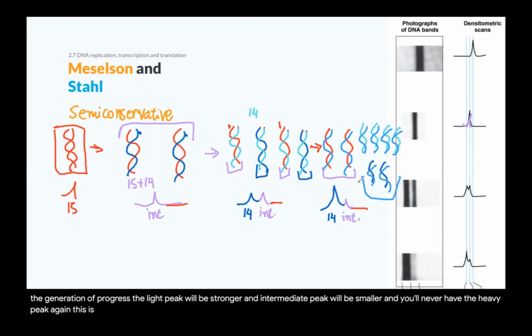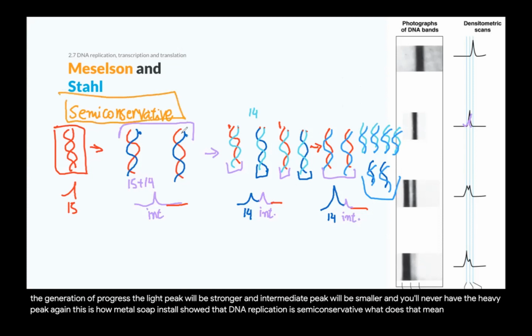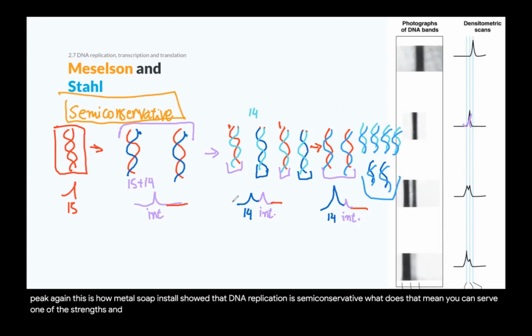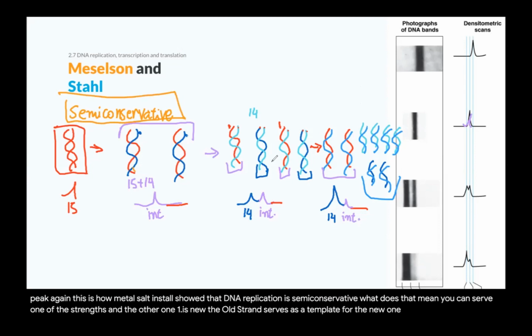This is how Meselson and Stahl showed that DNA replication is semi-conservative. What does that mean? You conserve one of the strands and the other one is new. The old strand serves as a template for the new one to be made.